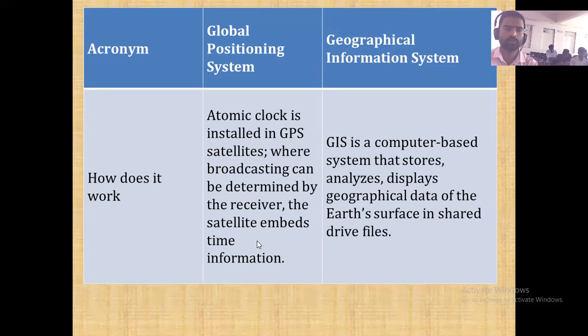And coming to the geographical information system, GIS is a computer based system that stores, analyzes, and displays geographical data of the earth's surface in shared drive files.